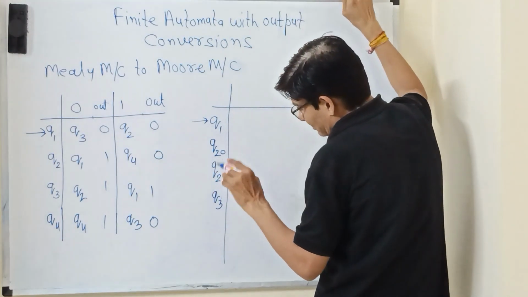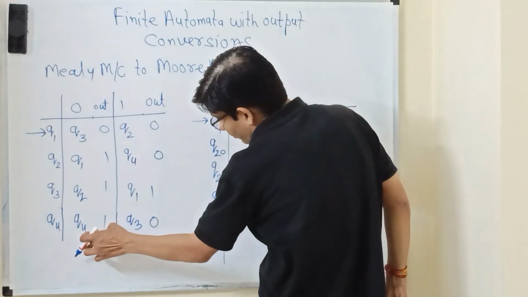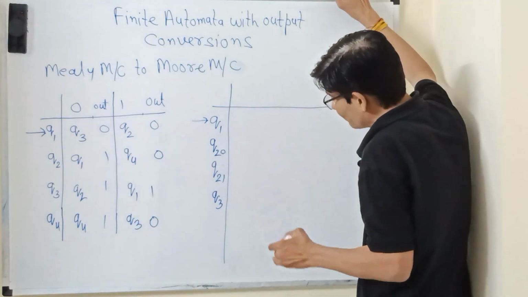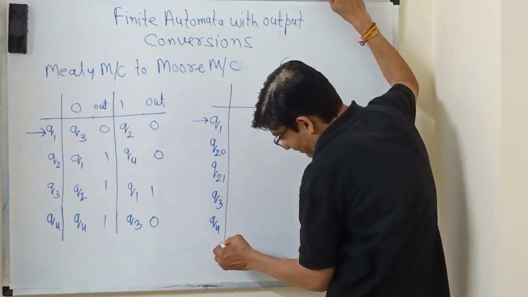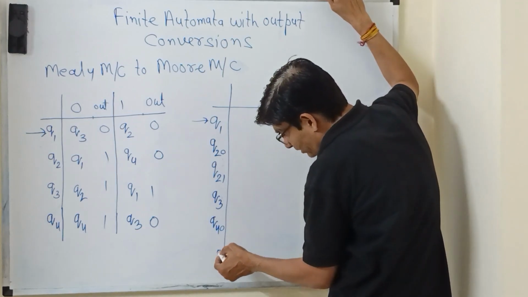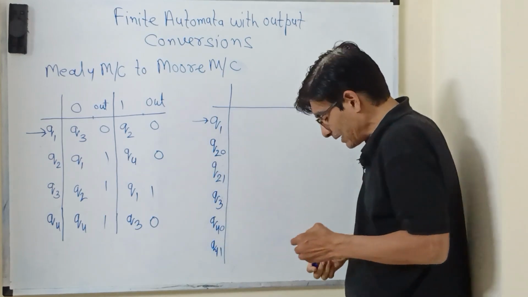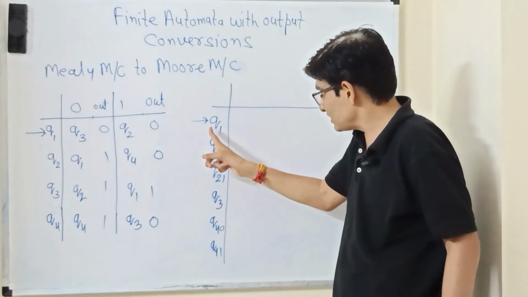Now Q3 has the same output associated for both its entries, so we will use only one Q3 here. And we have seen for Q4 also two different output symbols are there. So we will now divide Q4 also in the same way: Q4 with 0 output and Q4 with 1 output.